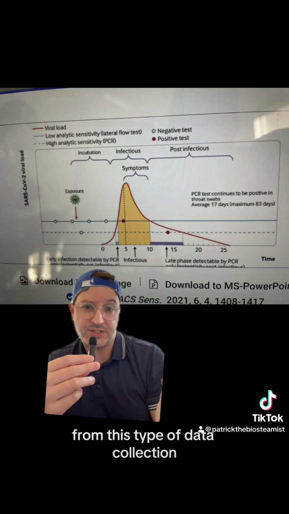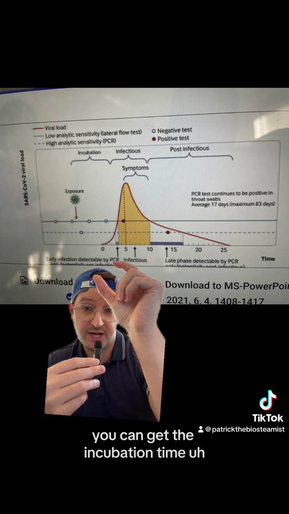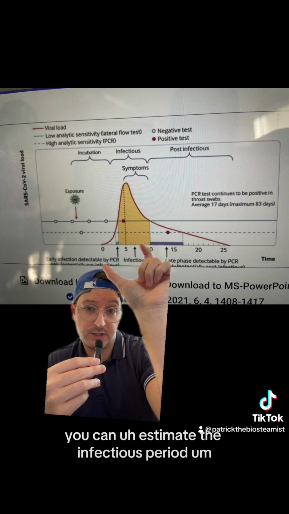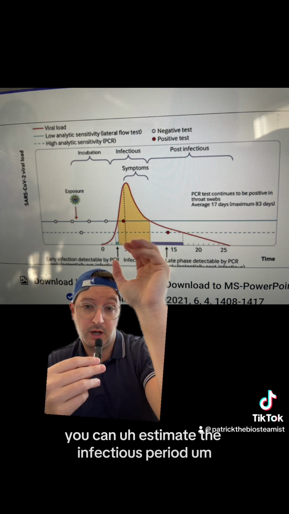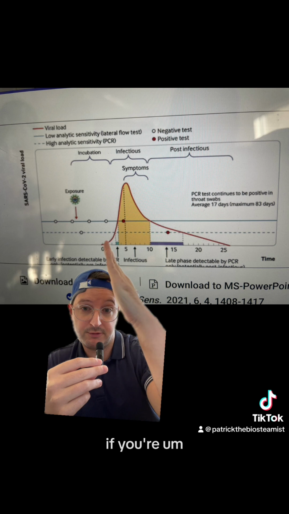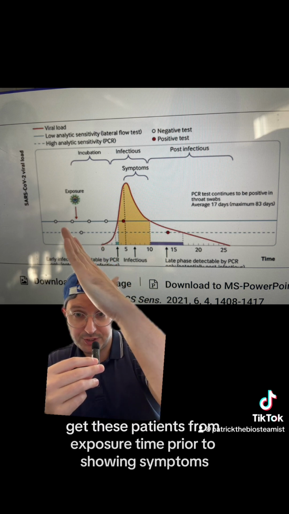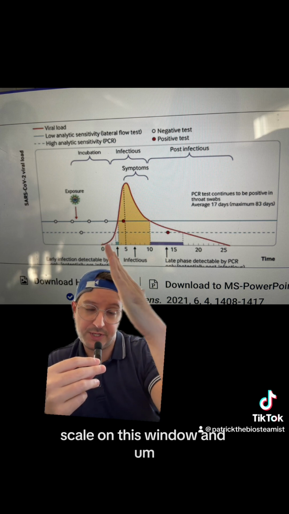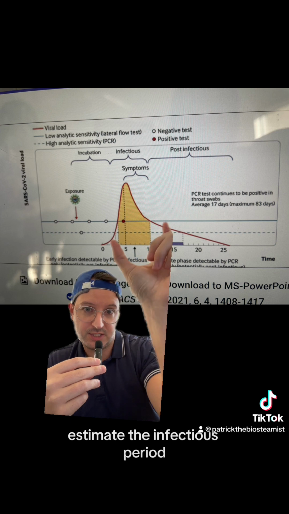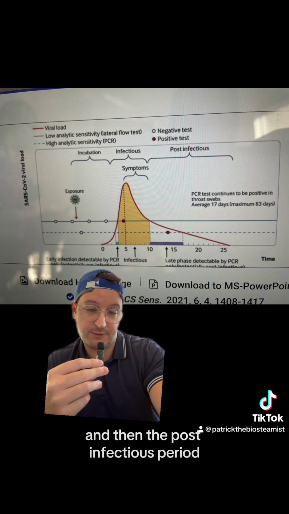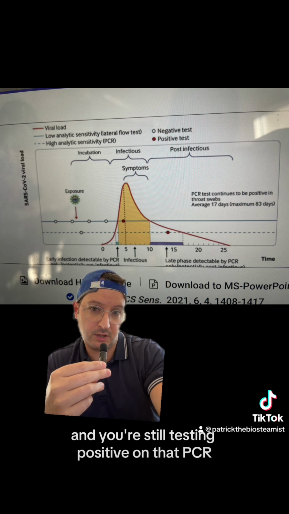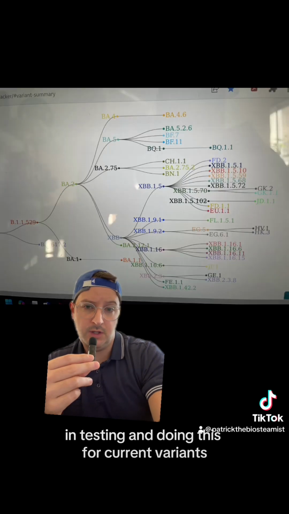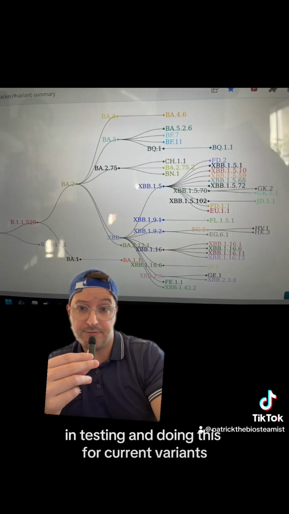From this type of data collection, you can get the incubation time from initial infection to the first generation of symptoms. You can estimate the infectious period, so a couple days before infection, usually, if you get these patients from exposure time prior to showing symptoms, then you can get a better scale on this window and estimate the infectious period, and then the post-infectious period when you're still testing positive on that PCR, no longer testing positive on the sensitive rapid antigen testing, and doing this for current variants.